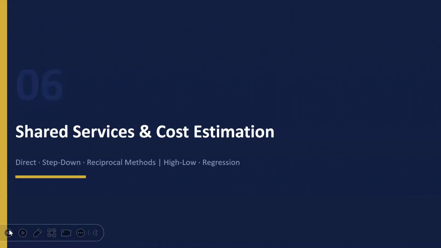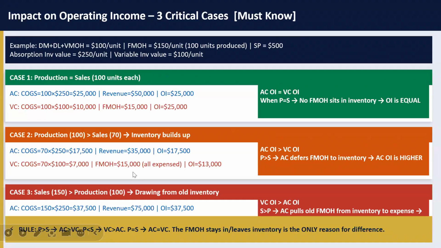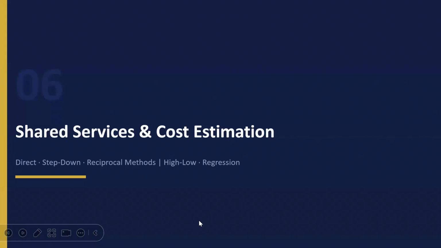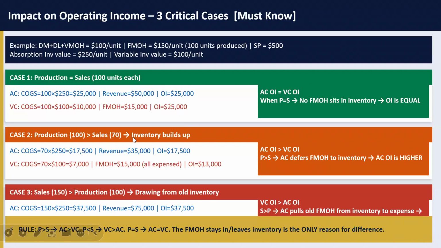Is everybody clear with traditional costing and ABC and how to allocate them? Any doubts? Okay.